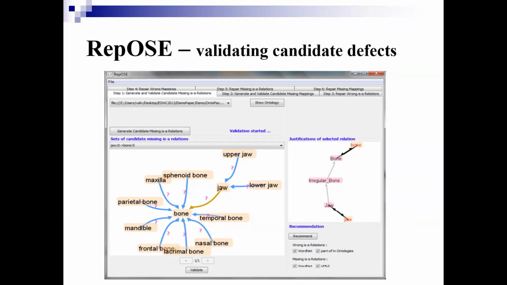The system thinks this may be a defect because there is a justification. So here it says why it thinks it was wrong. It's because there was a mapping from bone to bone in the other ontology, and from jaw to jaw in the other ontology, and there were these isolations there. So it could be that this one is missing in the first ontology.